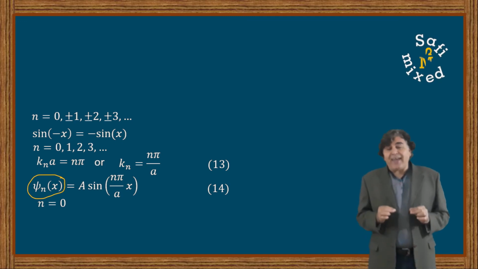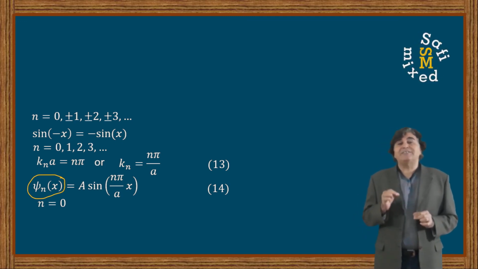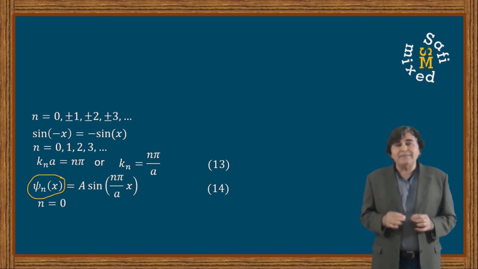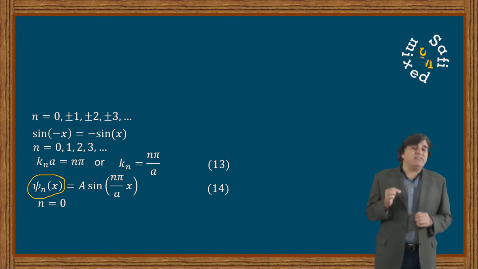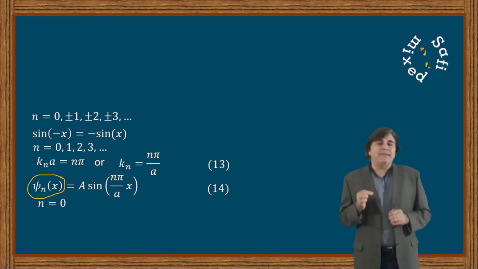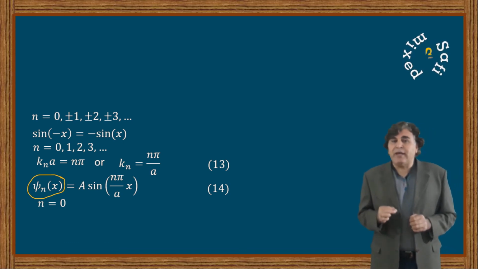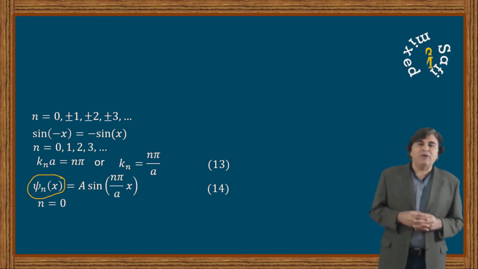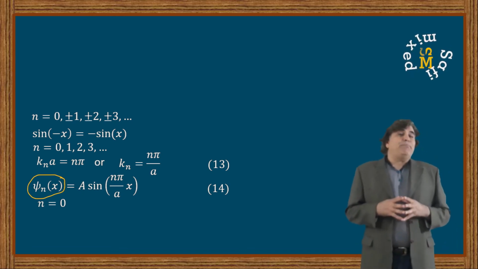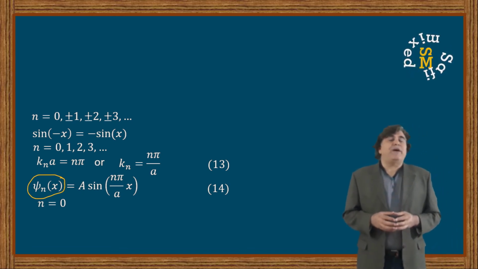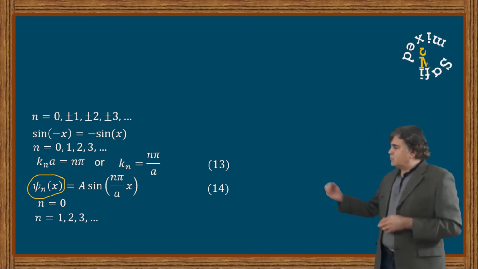And this is again the case of no interest, because n equal to 0 violates the normalization condition. So to make equation 14 physically meaningful, the n equal to 0 value must be omitted from the set of values of n. With this condition implied, the set of values for n becomes 1, 2, 3, and so forth.